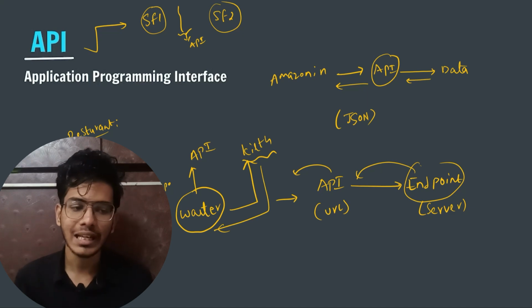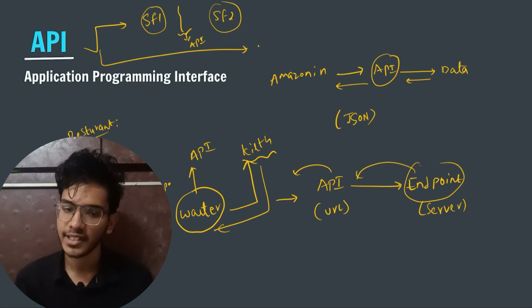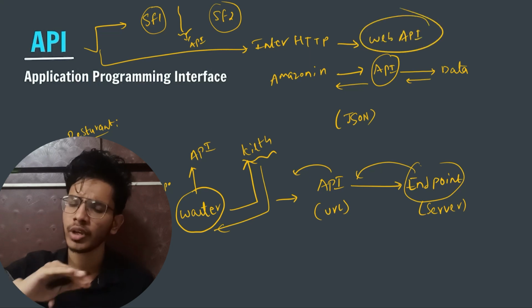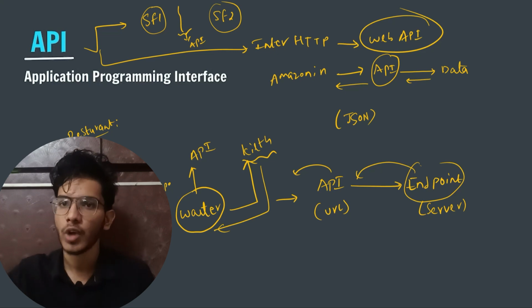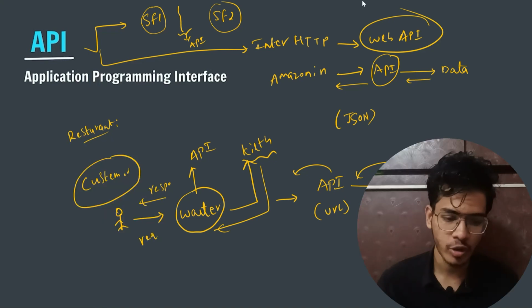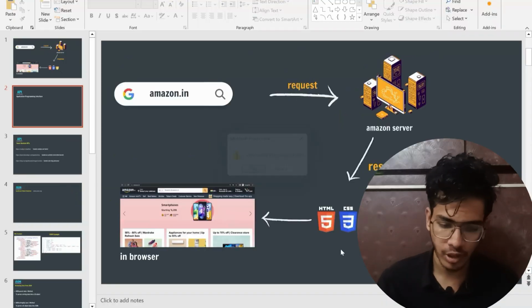But whenever we deal with an internet based API, an HTTP based API, we call that type of API a web API. And in web development, we will always focus on web APIs. Okay, so let us see an example. I want to show you how an API works.